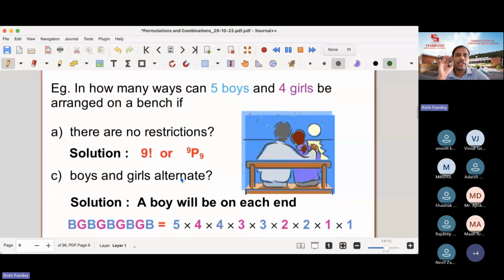In how many ways can 5 boys and 4 girls be arranged on a bench if there is no restriction? Anyway, 5 and 4 can be arranged, that is factorial 9. Correct? Pay attention. Is it the correct way?